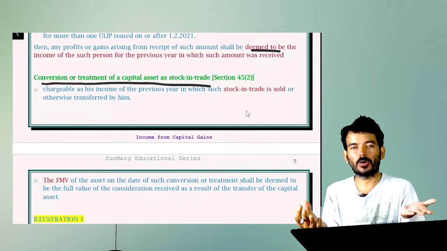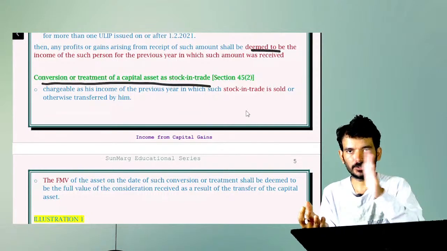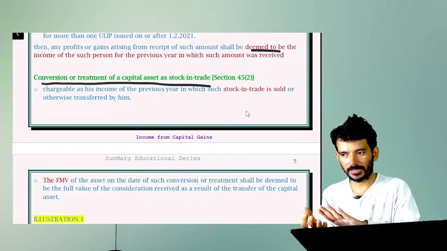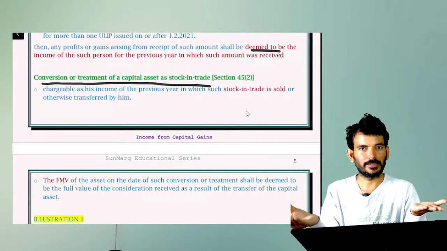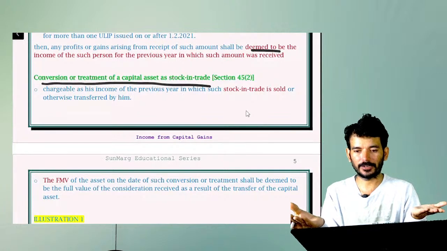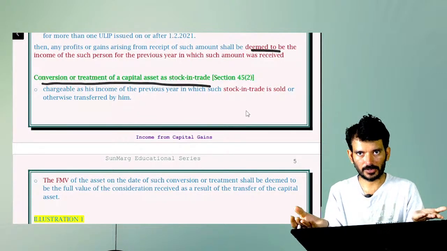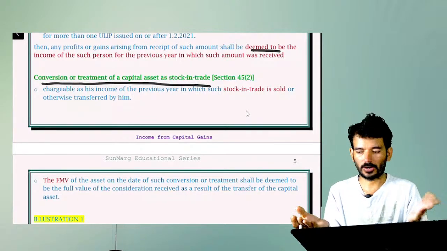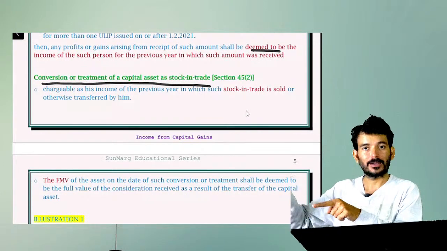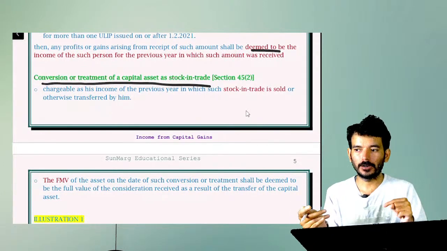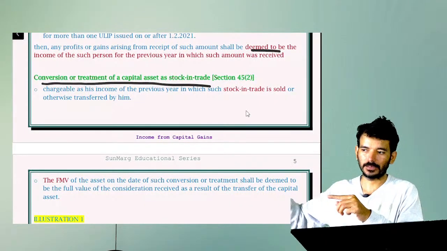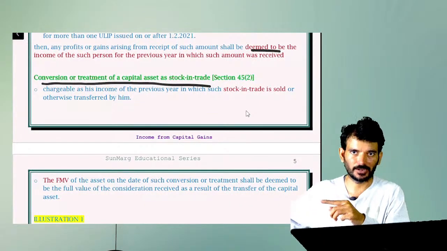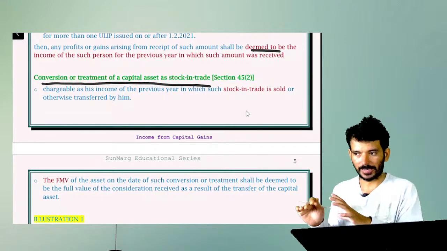Whenever there is a conversion of a capital asset into stock in trade, it's a transfer, correct? Period of holding, you will consider only from the date of original acquisition till the date of transfer, till the date of conversion. That is only the period of holding. You will not consider the post-conversion. Second point. Third point, you will pay the tax when you eventually make the inventory sale. Whenever you sell that inventory, eventually you will pay the tax.